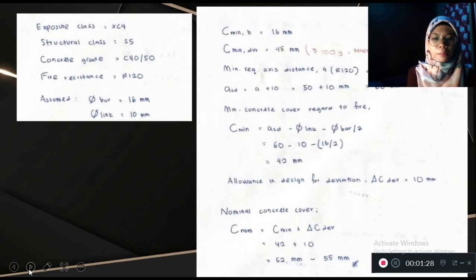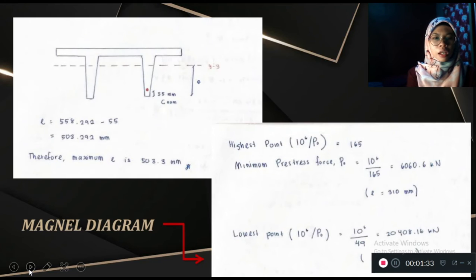Next, we determine the minimum cover and also the maximum E. We got the E as 503.292 millimeter. Therefore, the maximum E is 503.3 millimeter. From the Magnel diagram, we estimate the pre-stress force. For the highest point, the minimum pre-stress force is 1,060.6 kilonewton, and for the lowest point, 20,408.16 kilonewton.